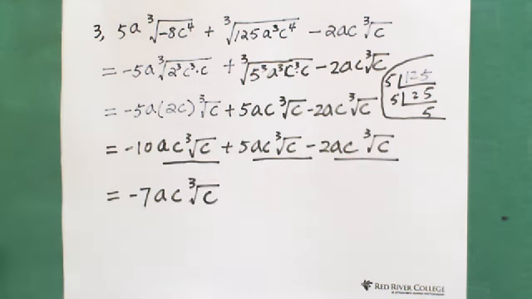This is the addition and the subtraction with letters inside the radical.